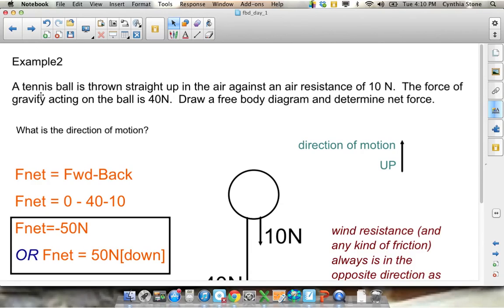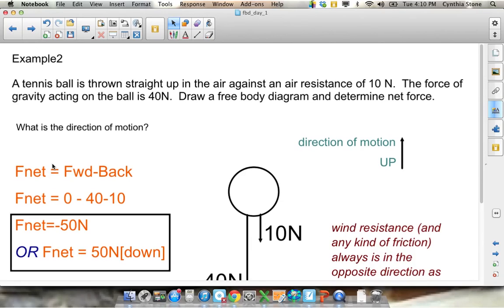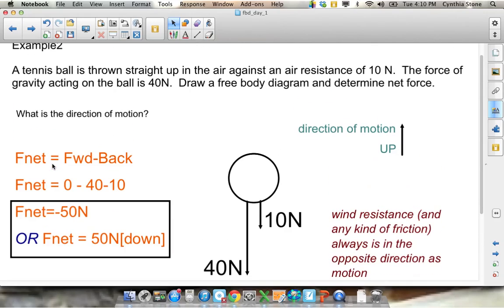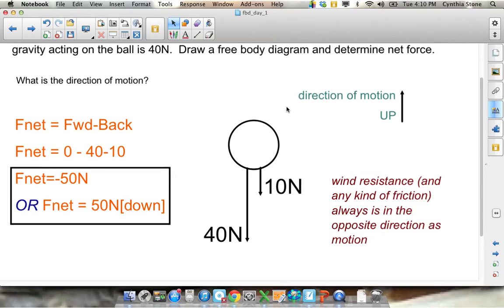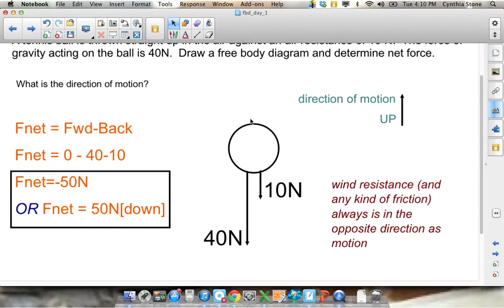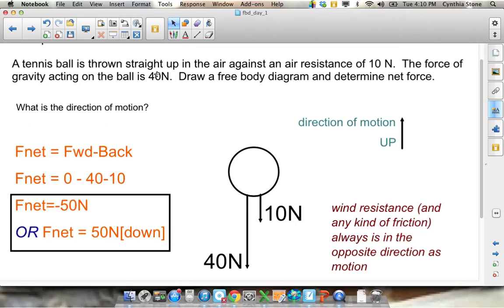Okay, hopefully you got the question written down, and now we'll start writing out the solution. First of all, it's thrown straight up in the air, so the direction of motion must be up. And again, that's the first thing that I write in my solution. My free body diagram, this is interesting. I have gravity, which is always down. I can't think of any practical example that doesn't have gravity going straight down. So that's a given that the gravity will be down.